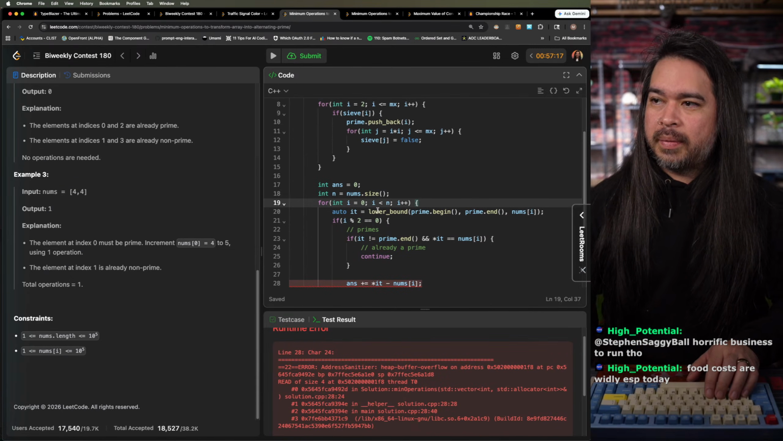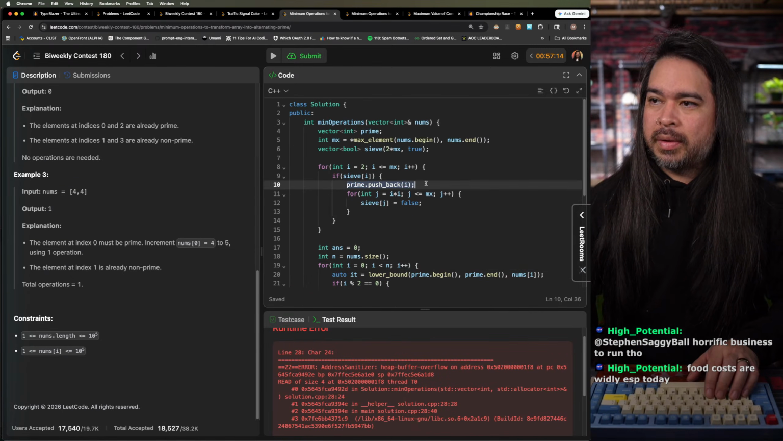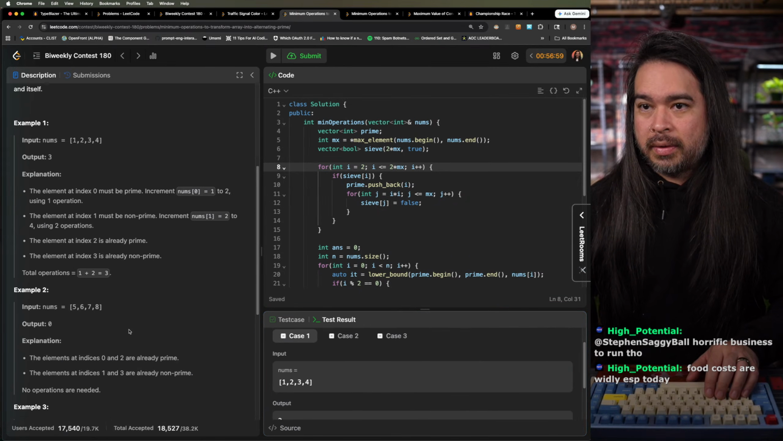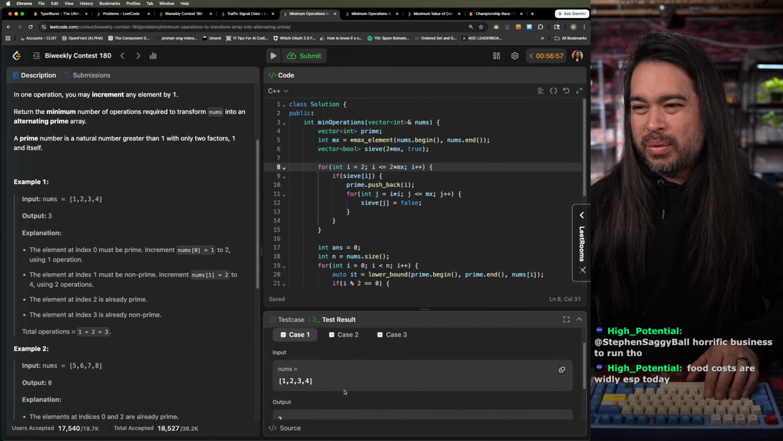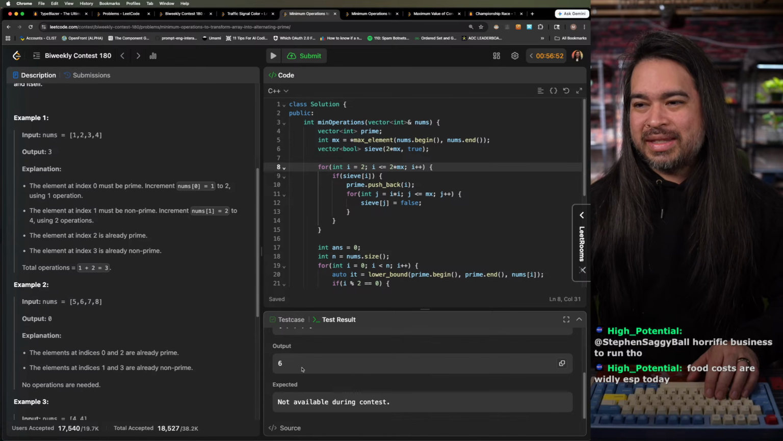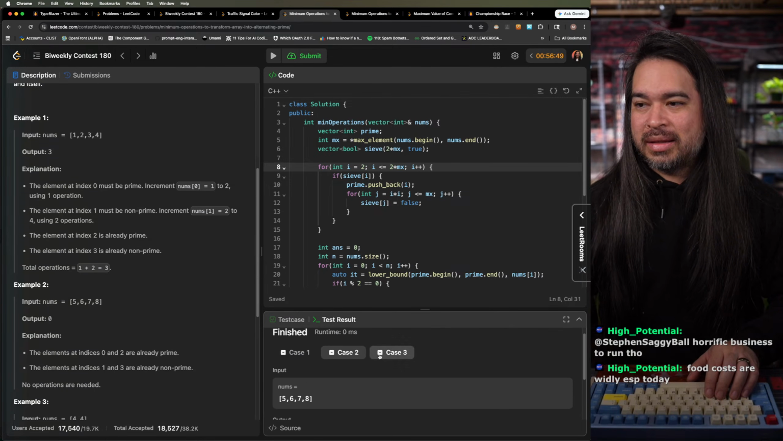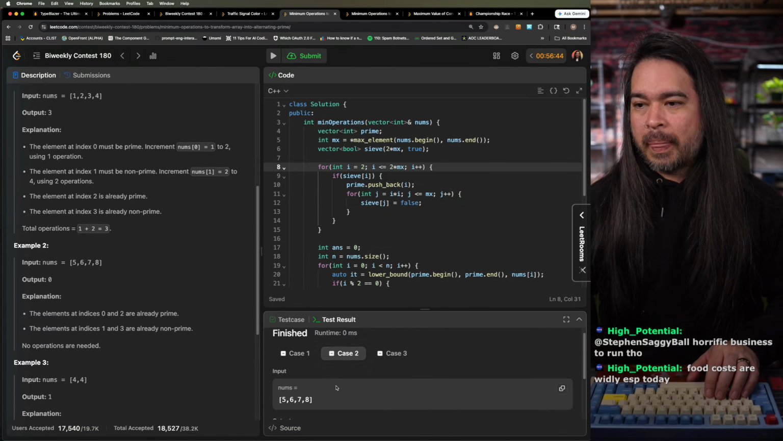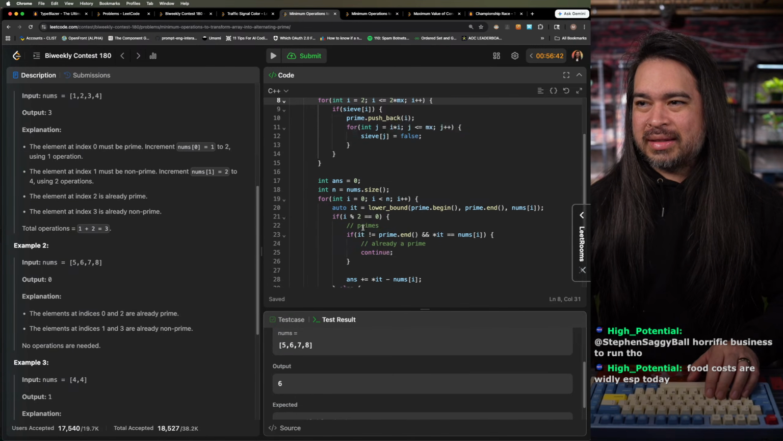Let me think why it's messing up. Maybe like this thing is wrong or something. Oh, right here. So I should get 2, but I get 3. I should get 0, but I get 6. 4 and 4 is 1. 6.